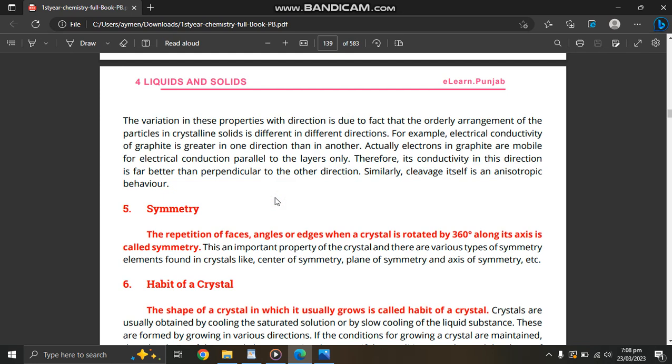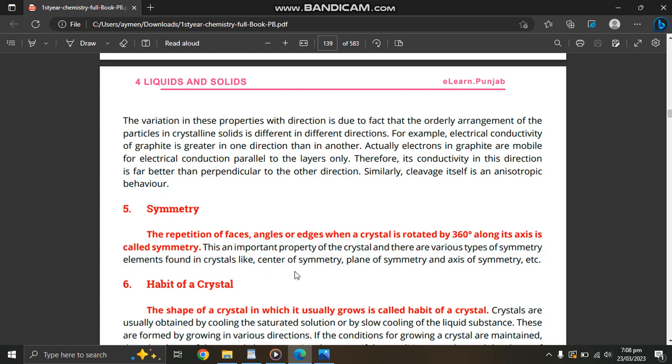Symmetry. The repetition of faces, angles, or edges when a crystal is rotated by 360 degrees along its axis is called symmetry. This is an important property of a crystal, and there are various types of symmetry elements found in crystals, like center of symmetry, plane of symmetry, and the axis of symmetry.